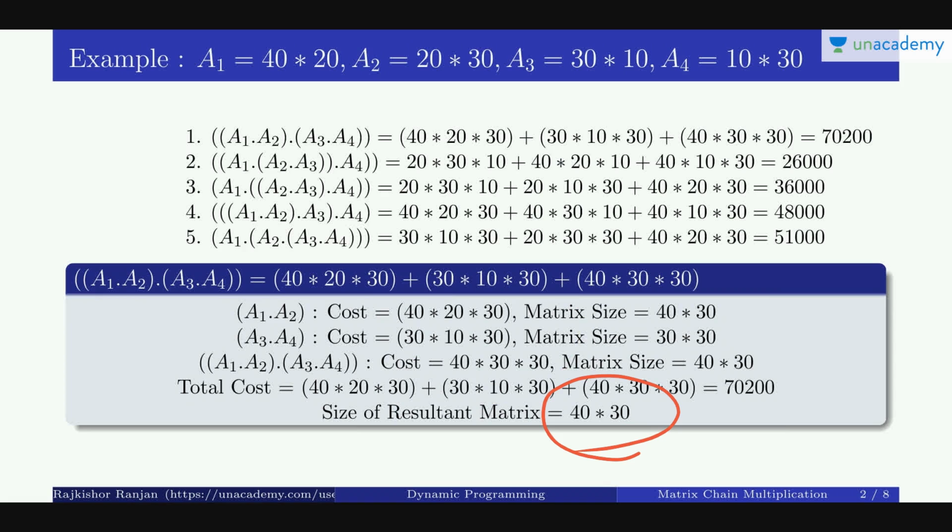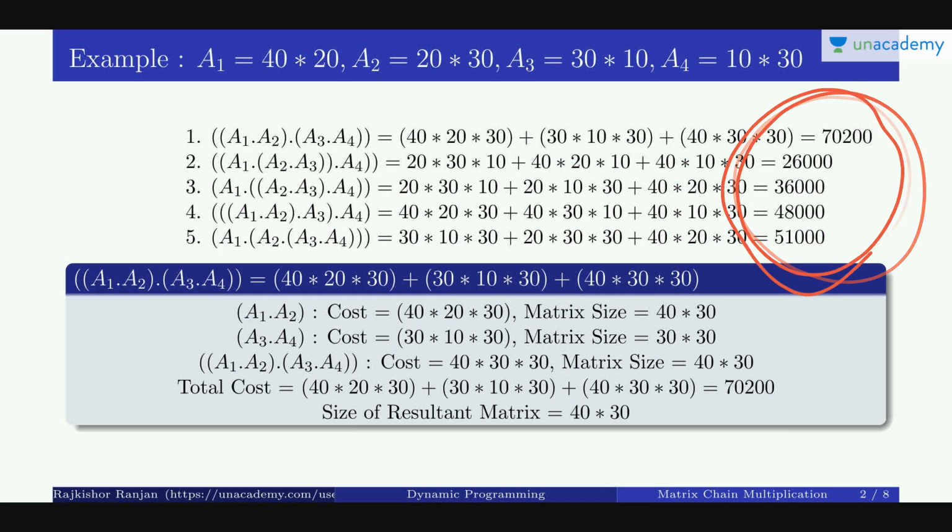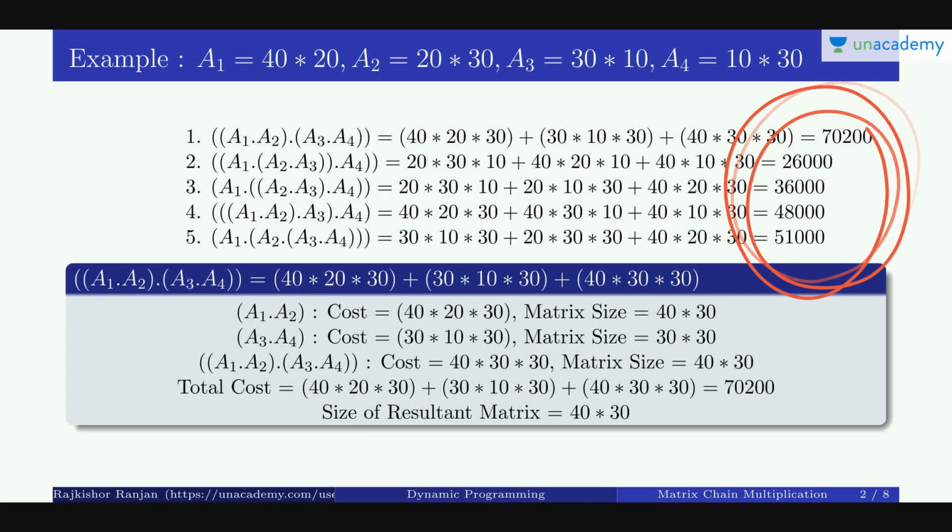Similarly, we can find the multiplication cost for other configurations also. For configuration 2, the multiplication cost comes to 26000, and likewise for the third, fourth and fifth configurations. These are the multiplication costs for multiplying four matrices A1, A2, A3, A4 in multiple ways. Our work is to multiply A1 into A2 into A3 into A4 in the most efficient way, that means in the way which requires the lowest multiplication cost.